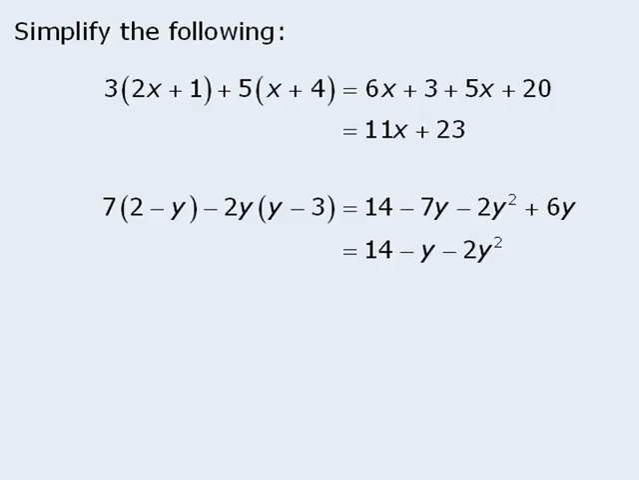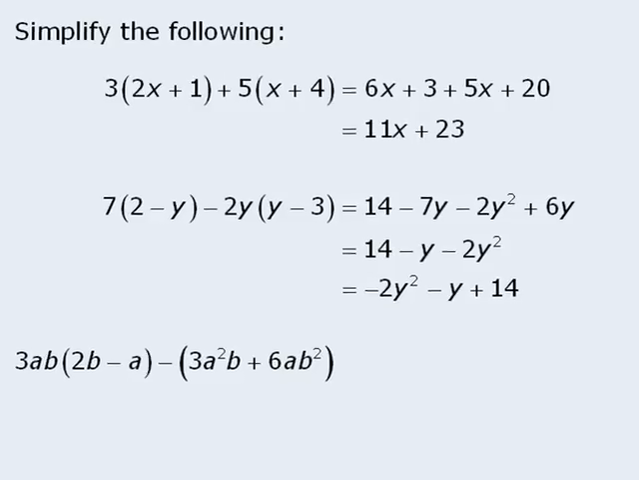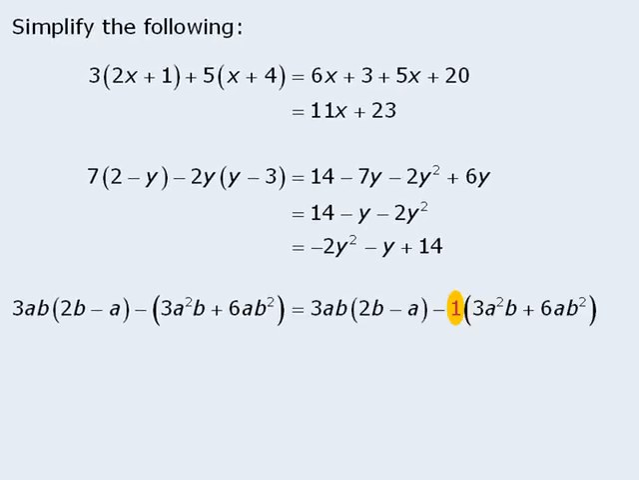Please note that we can take these terms and move them around to get negative 2y squared minus y plus 14. Okay, one last question. Now to begin, I want to rewrite this expression by adding this negative 1 here in front of the second set of parentheses to show that subtracting this expression is the same as multiplying it by negative 1. Now that we have done this, we can proceed as usual.